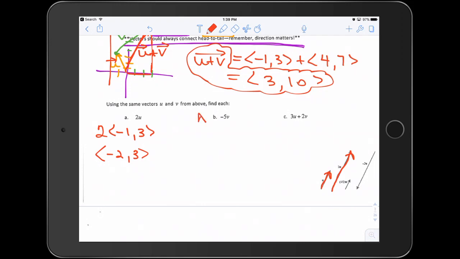You can do this one right here, multiplying through the v vector by -5. And for this one right here, multiply the u vector by 3 and the v vector by 2 and add them, and you are done. Those starred ones along with the top two I will be checking in class.